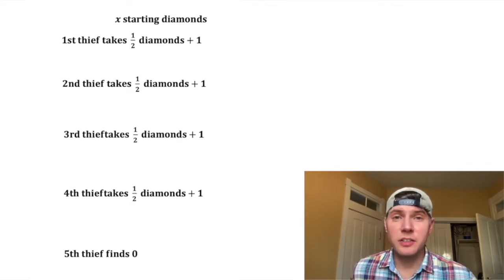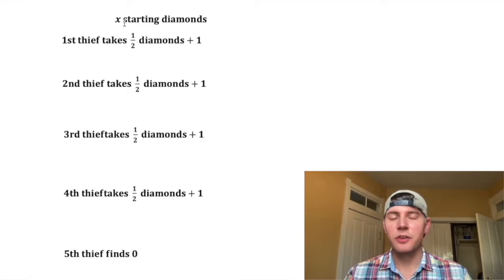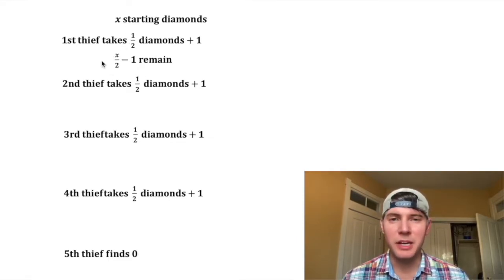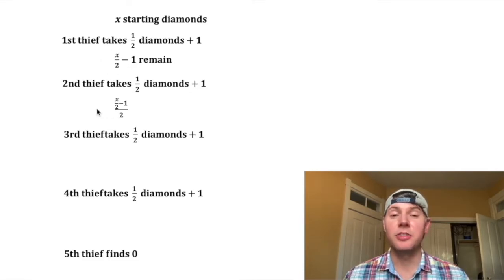So in order to solve this, let's start with X diamonds. So the first thief is going to take half of the diamonds and he's going to take away one more. There'll be this many remaining. Then the second thief will show up. He's going to take all of these diamonds that are in here, cut those in half, and take away one more. So there's that many remaining.